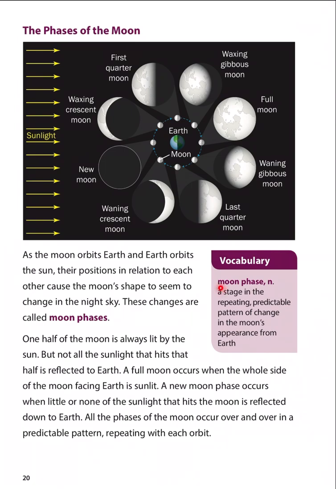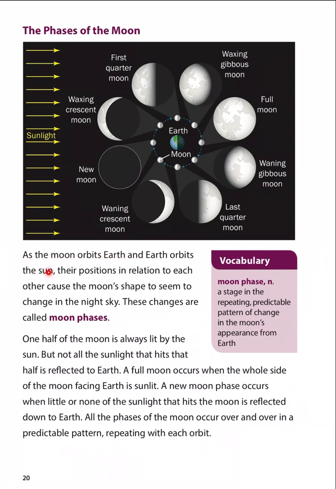The phases of the Moon. Vocabulary. Moon phase: a stage in the repeating, predictable pattern of change in the Moon's appearance from Earth. Starting with a new moon: waxing crescent moon, first quarter moon, waxing gibbous moon, full moon, waning gibbous moon, last quarter moon, waning crescent moon, new moon.